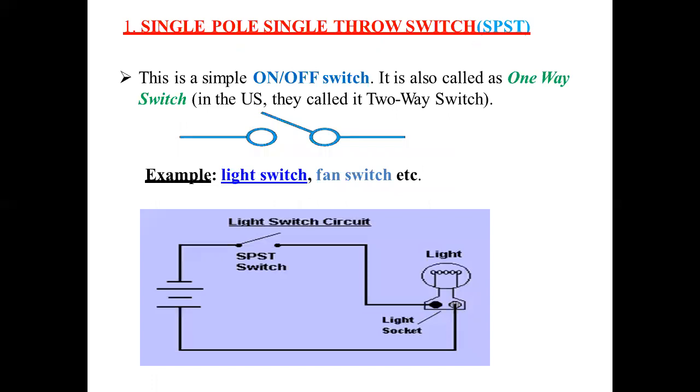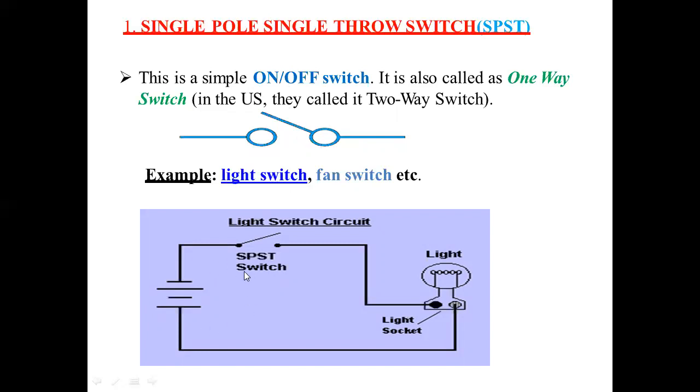See this slide. Here we have shown the single pole single throw switch. This is a simple on and off switch, also called a one-way switch. If you close the switch terminals, the current will flow and the circuit will be closed. If you open the contact, the current will stop and the circuit will be disconnected. Examples are a light circuit or a fan circuit. In our houses, we are often using one-way switches.